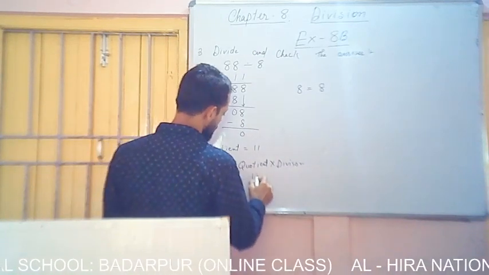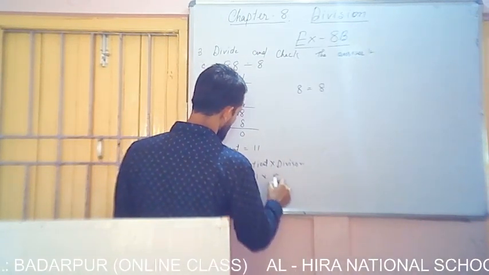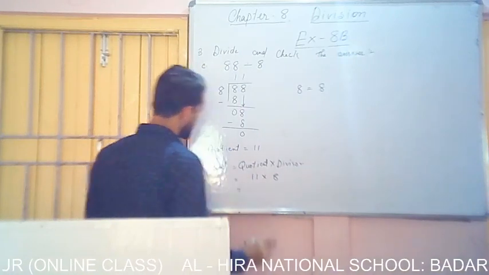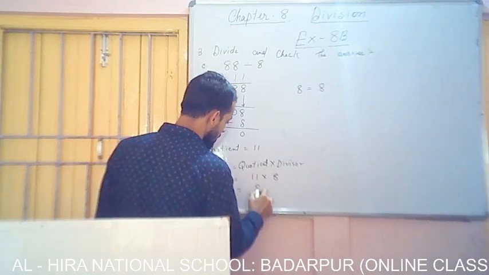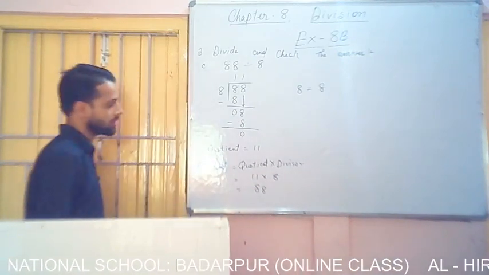What is the quotient? The quotient is 11. The divisor is 8. After multiplying these two, if the result is equal to the dividend, then the answer is correct. So 11 eights are 88. So here the answer is correct.